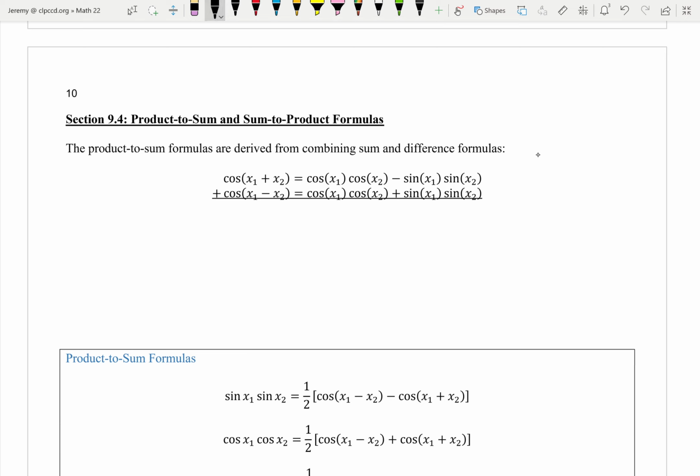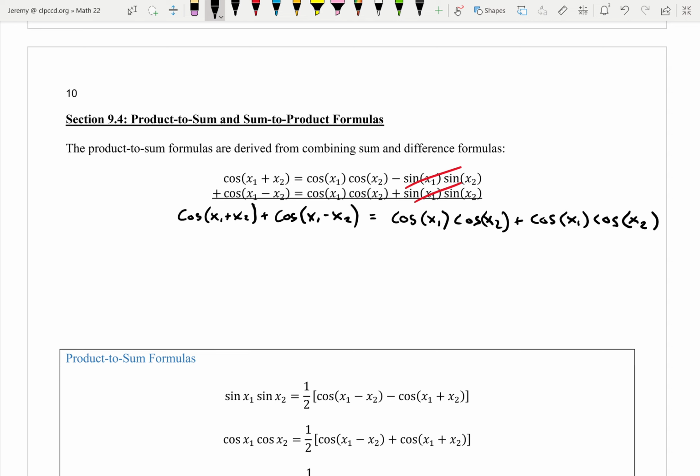So when we add these together, here's what we get: cosine of x1 plus x2, plus cosine of x1 minus x2. This will be equal to, and like we said, these terms will cancel out and we'll just be left with the sum of these terms right here: cosine x1 times cosine x2, plus, same thing, cosine x1 cosine x2. Those two terms are identical, so we could rewrite the right-hand side as just 2 times cosine x1 times cosine x2. Nothing changes on this side this time.